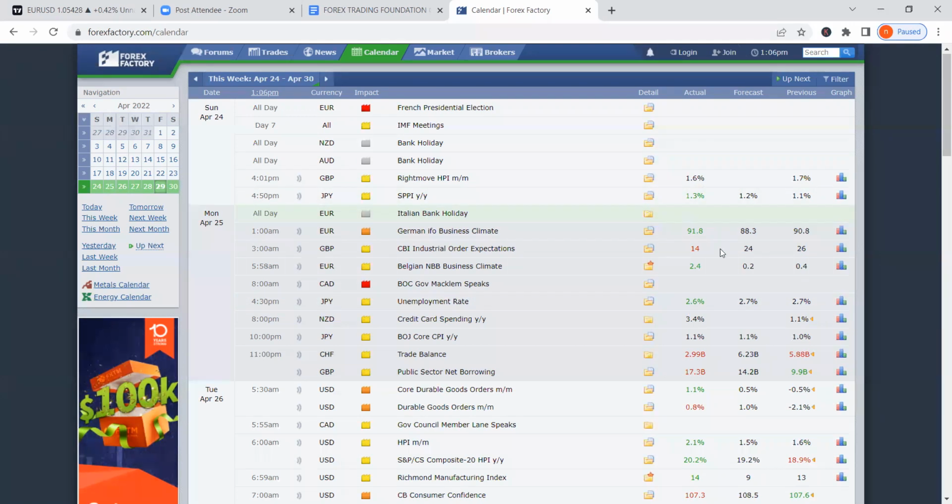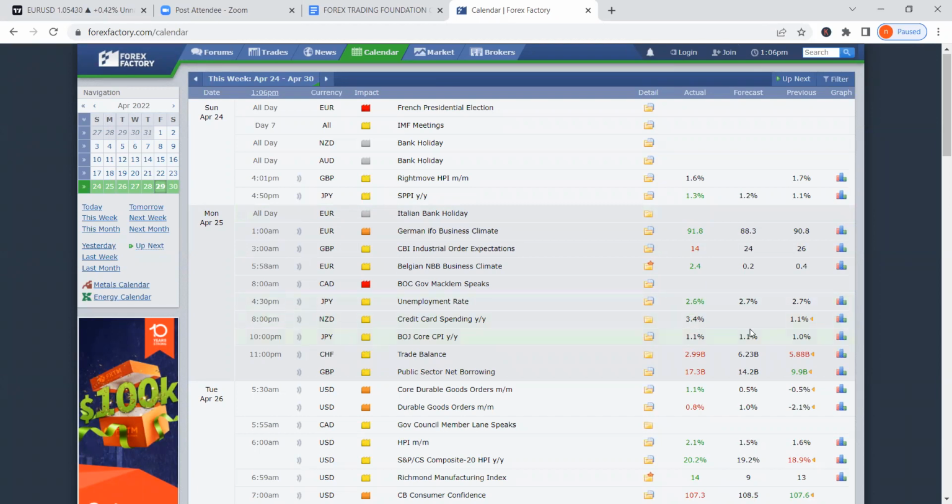So now, what is the actual? 2.6. You can see that this 2.6 unemployment rate is better than 2.7. So this is good news for Japan. And you see that it is written in green. If it's not good for them, it will be written in red.